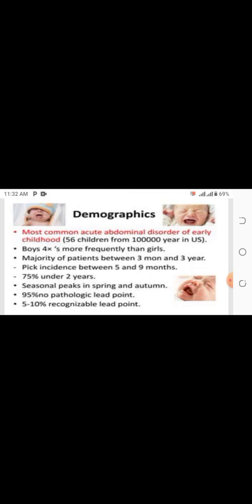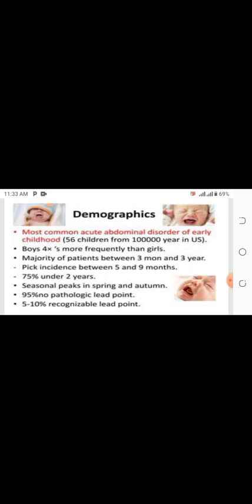In simple terms, it is the most common cause of intestinal obstruction in early childhood, and it affects boys 4 times more than girls. The majority of the patients are between 3 months and 3 years, with the peak incidence being between 5 to 9 months, and 75% of the cases are those under 2 years, with seasonal peaks in the spring and autumn.